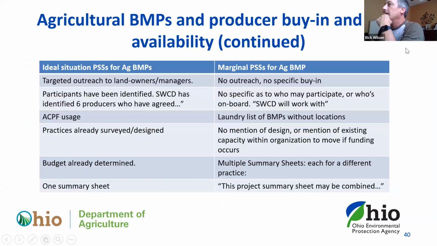Agricultural buy-in. Agricultural BMPs and producer buy-in. So again, what needs to be in a project summary sheet? Well, ideal would be you demonstrate targeted outreach. Participants have been identified. For example, the SWCD has identified six producers who have agreed to install the practices. ACPF usage is a very important tool for identifying the best locations.